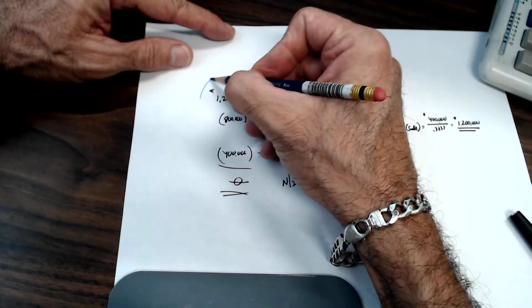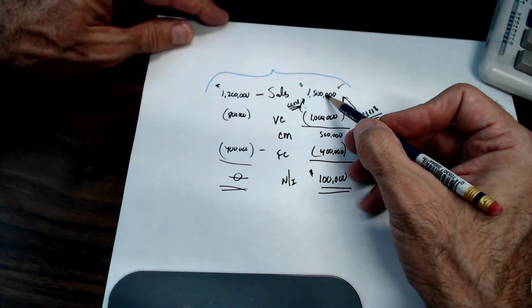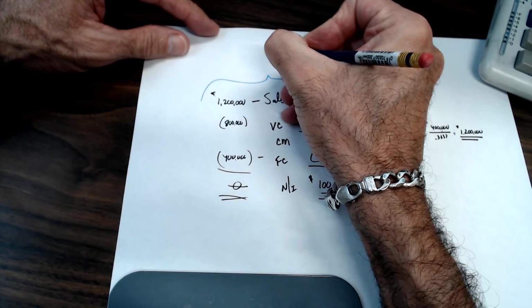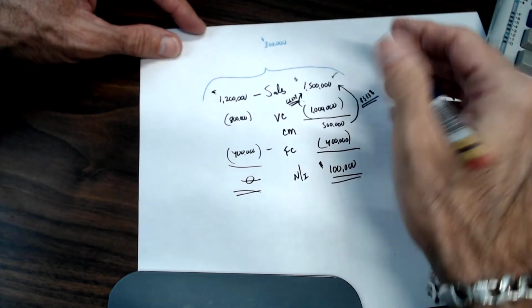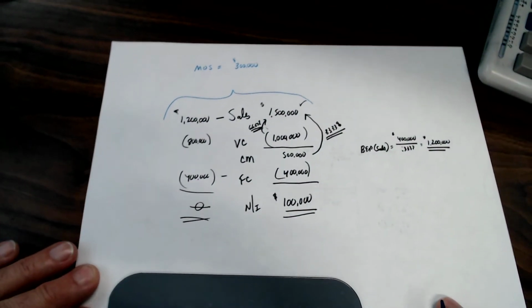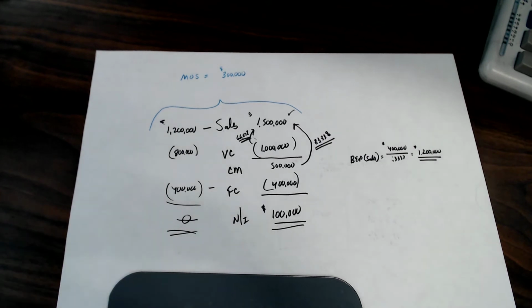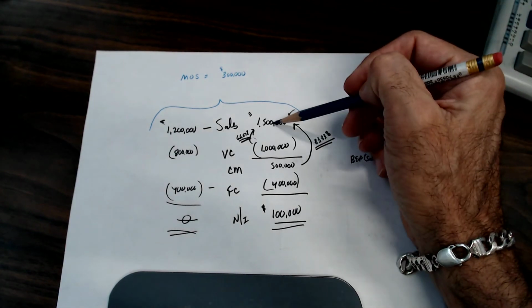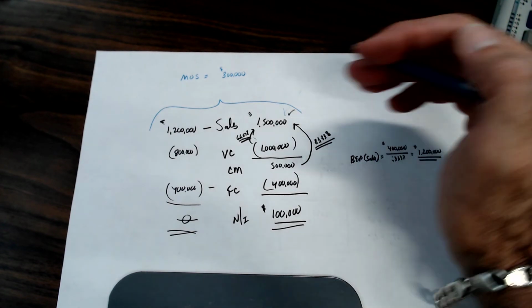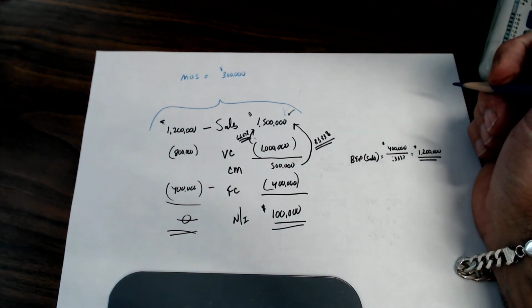Wow, so look at this. How much can my sales drop before I start losing money? $300,000. That's your margin of safety. That's as simple as that is. That's just how far above my break-even point am I. The farther above you are, the safer you are. In this case, my sales can drop by $300,000 before I start losing money.